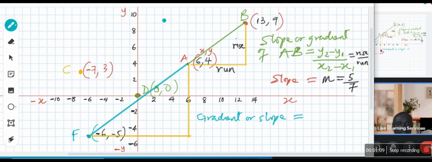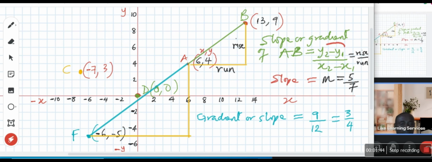Yes, 9. That's for the rise. What's the run? 12. Let me count again. 1, 2, 3, 4, 5, 6, 7, 8, 9, 10, 11, 12. That's correct. 9 over 12, or you can say 3 over 4. That's the gradient. Rise over run. That's the simple way to do this. It's not difficult, okay?